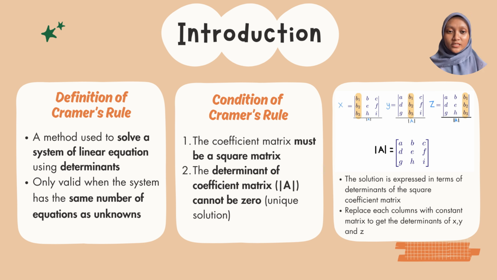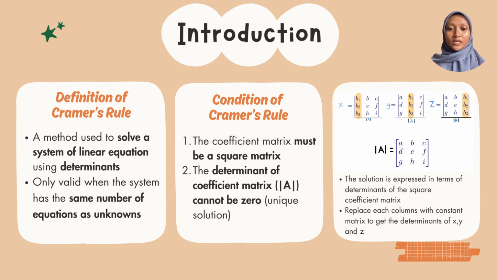There are two main conditions for using Cramer's rule. First, the coefficient matrix must be a square matrix, meaning that it has an equal number of rows and columns. Second, the determinant of the coefficient matrix must not be zero, because a zero determinant means the system doesn't have a unique solution. On the right side of the slide, we can see a visual representation.